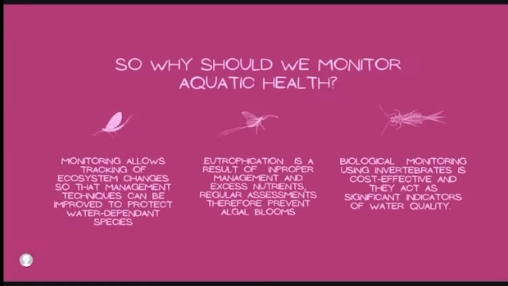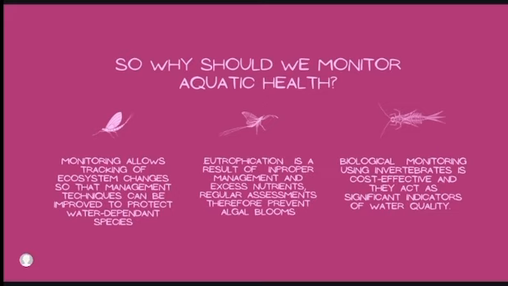So why should we monitor aquatic health? Well, monitoring allows researchers to track ecosystem progress and highlights key changes so that management techniques can be improved. Pollution causes an excess of nutrients like phosphorus and nitrogen, which creates perfect conditions for algae to bloom, which eventually leads to eutrophication, which is where great concentrations of algae and microbes develop on the surface of a water body, decreasing light and oxygen. Regular assessment and consistent management will prevent this from happening.